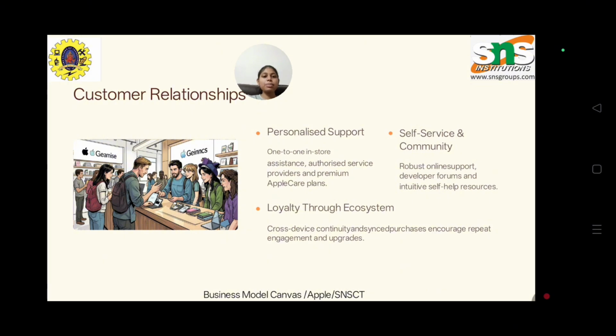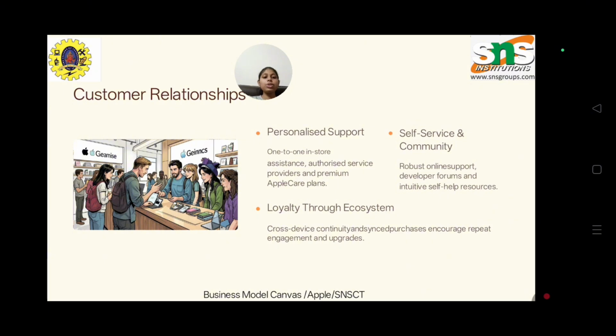Customer relationships explain how Apple builds and maintains strong relationships with its customers. First is personalized support. Apple provides one to one assistance through Apple stores, authorized service centers, and AppleCare support, ensuring customers receive quick and reliable help.